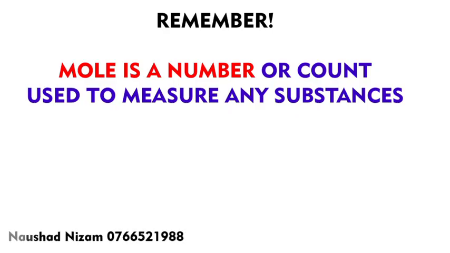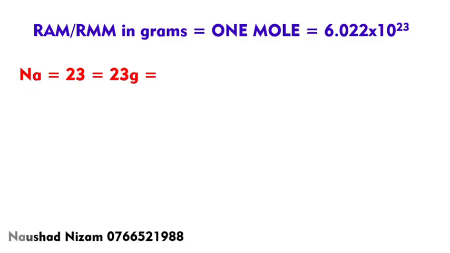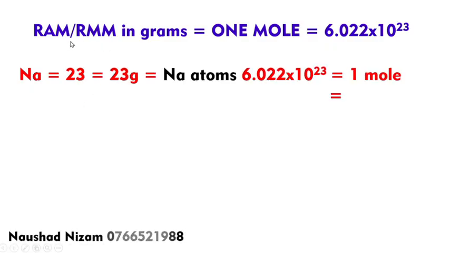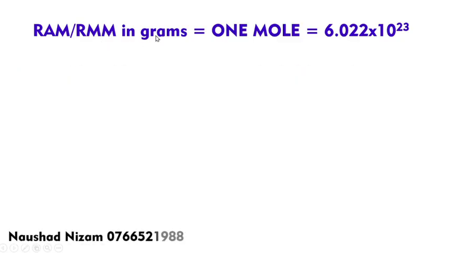That is not a gram. It's a number. How many numbers are found? The count, we say the count, the mole. That is which number? If you take it into numbers, 1 mole means 6.022 times 10 to the power 23. Now take a look at this. I explain: take the relative atomic mass or relative molecular mass in grams. That is called 1 mole.